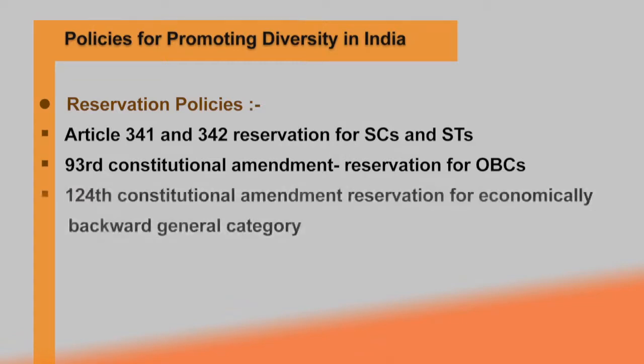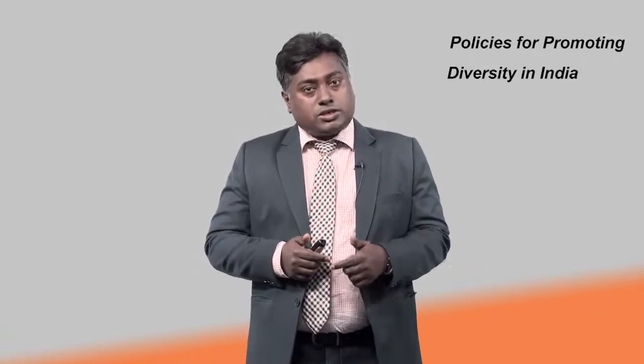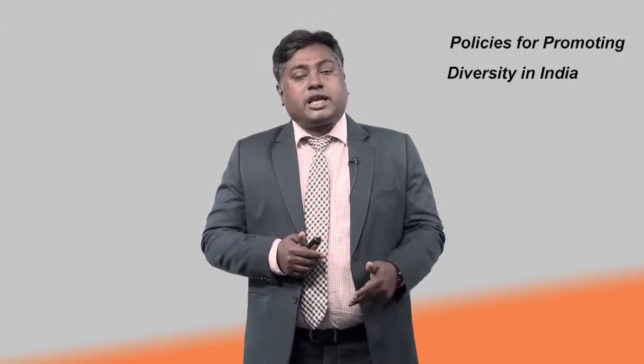And recently the 124th constitutional amendment made a provision that 10% of the seats can be reserved for the economically backward general category population. So, traditionally we have reservation for scheduled caste and scheduled tribe, then OBC was added in 2006, and recently the economically backward class reservation was also enacted.